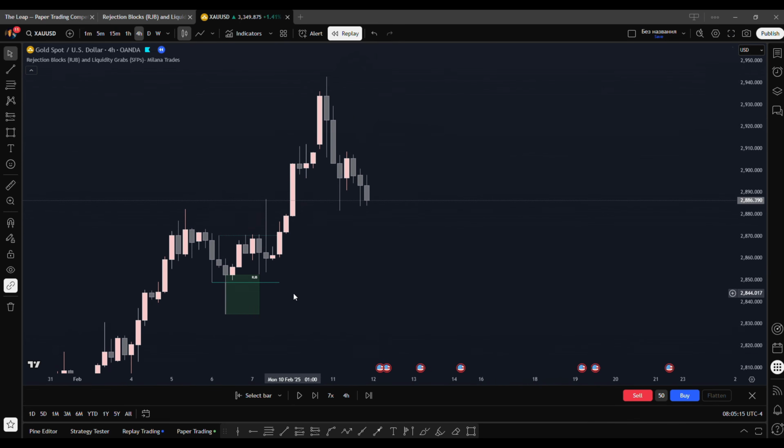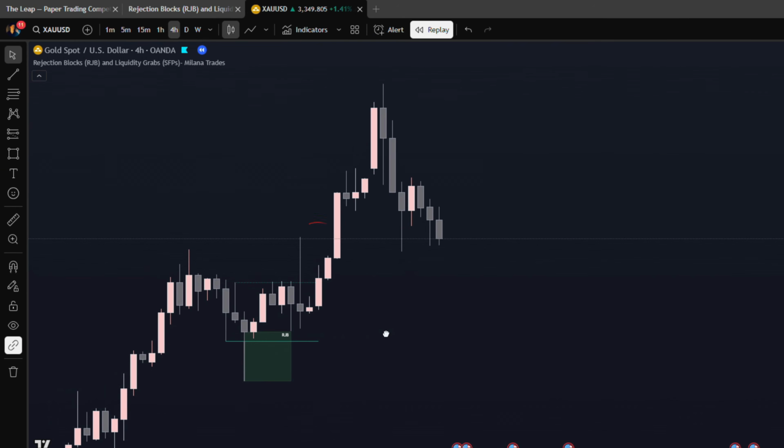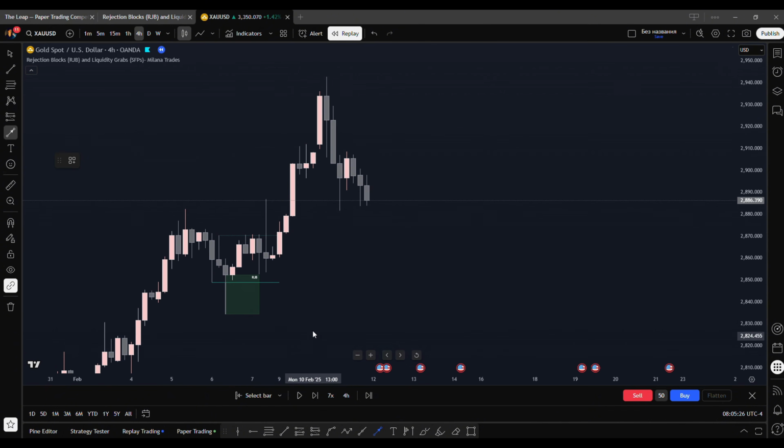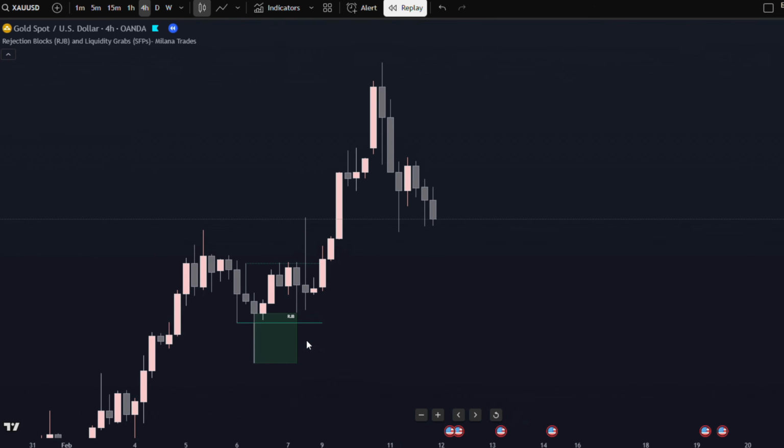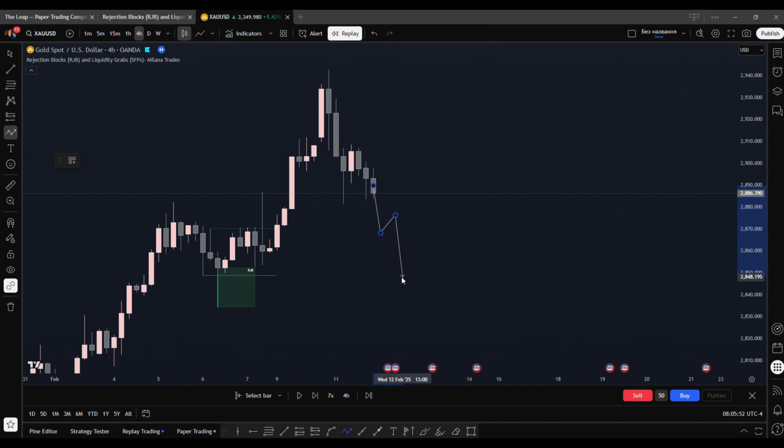Let's look at this example. Here we can see consolidation at the bottom, where price was ranging in a supply and demand zone. After that, price broke out to the upside. This is our point of interest now. Below that, we can also notice a rejection block. So we wait for price to come back and retest this area.